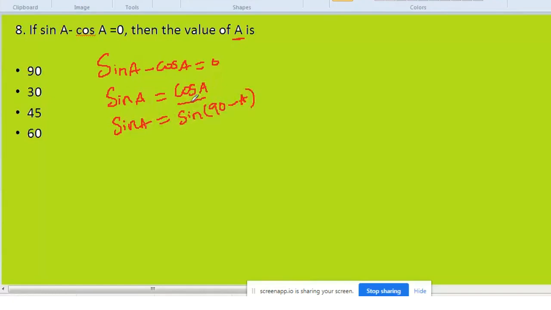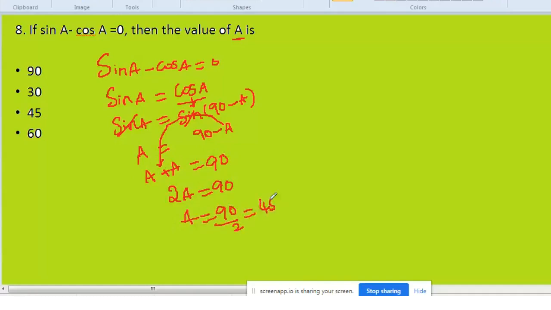Already we have seen in the previous question, sin 90 minus A is cos A. I am writing cos A as sin 90 minus A. So cancelling sine on either side of the equal to symbol, A is equal to 90 minus A. Moving minus A to this side, it will become plus A. So A plus A is 2A, which is equal to 90. So obviously A will be 90 by 2, which is 45 degrees. Correct option here is 45 degrees.